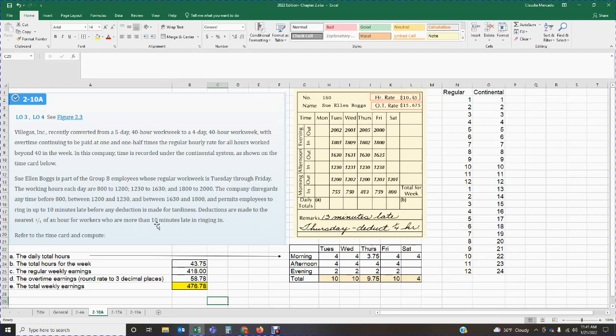For example, in this case, it's 10 minutes late. So your problems can have 15 minutes late, 13 minutes late, whatever the case might be. That can change. So make sure you analyze the information, you break it down, and then you run your numbers. Okay? So that is basically it for problem 210A.